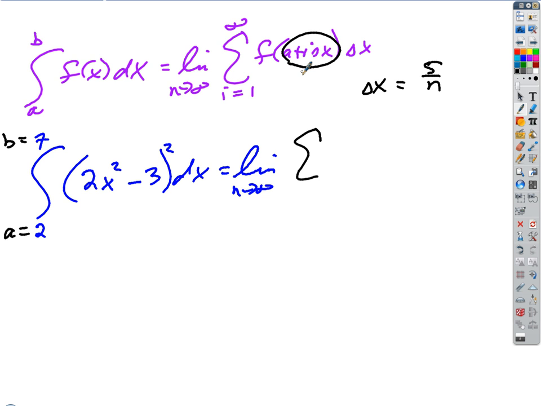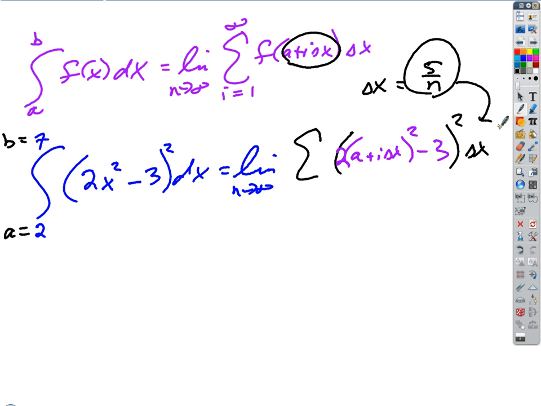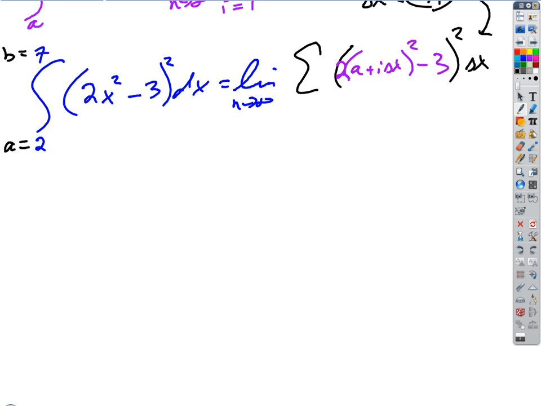We're not going to do this one. Don't panic. I just want you to set it up. So if x sub i is always going to be a plus i delta x, this is going to work out to just be x sub i times 2 squared, minus 3 quantity squared, times delta x, and we know those things. We know what a is. We know what delta x is. So we could write this whole, once again, we're not going to do this. I'm not going to have you do this one.